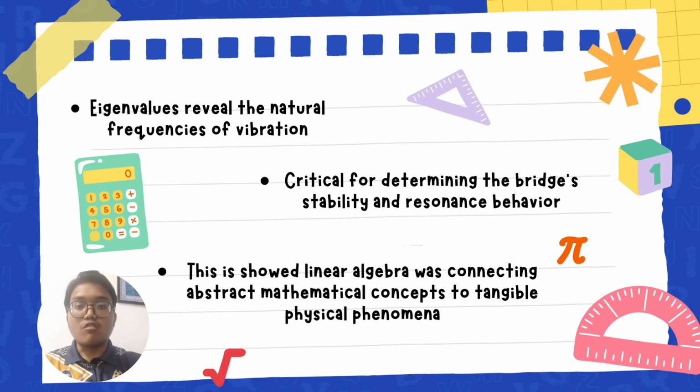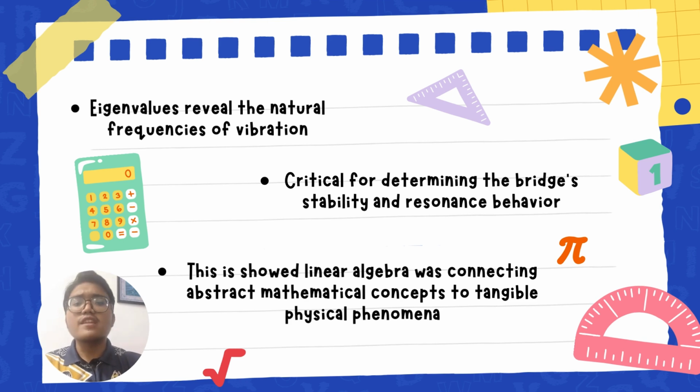So we now arrive at the conclusion of this discussion. The vibrations of a suspension bridge offer a fascinating application of linear algebra in understanding complex physical systems. By modeling the motion with a system of linear differential equations, we translate the physical behavior into a mathematical framework. The coefficient matrix of the system plays a central role, as its eigenvalues reveal the natural frequencies of vibrations, critical for determining the bridge's stability and resonance behavior.